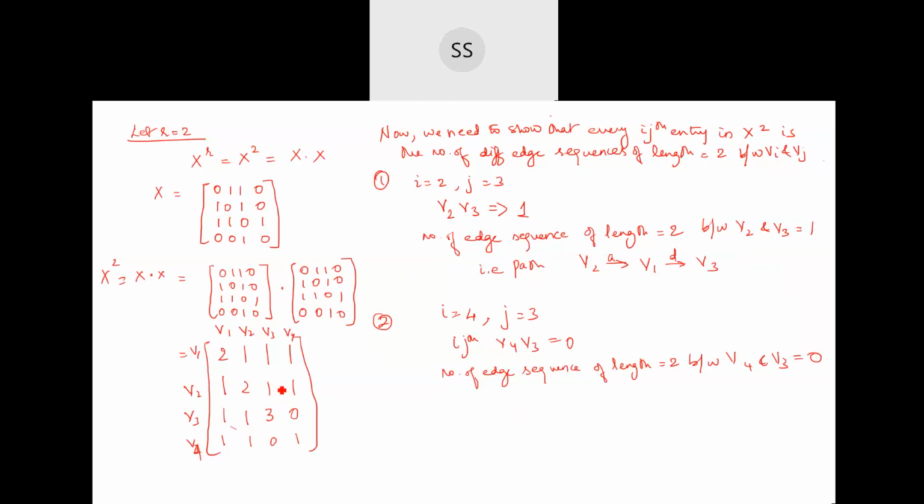Now let us go for R is equal to 3. So let us consider R is equal to 3. R is equal to 3 എന്ന് പറഞ്ഞാൽ x raised to 3 which is equal to x into x into x, or you can write it as x squared into x. We already found x squared. So how do you find that? X cubed is equal to x squared into x, and you know what your x squared is.